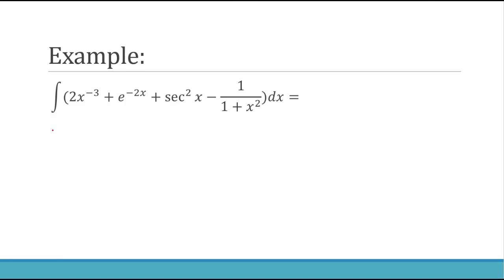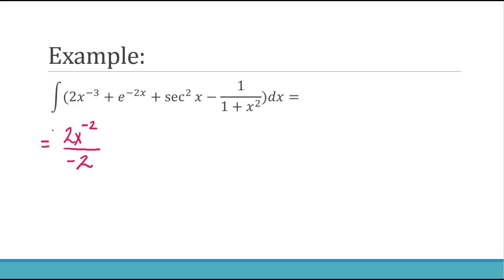All right, now let's combine the power rule and all those general antiderivatives by finding the integral of 2x to the negative 3 plus e to the negative 2x plus secant squared x minus 1 over 1 plus x squared dx. All right, so here, all of these terms are being added or subtracted, so we can do each one separately. And the first one we'll do by the power rule for integrals. So we have 2x to the negative 2, because I'm going to add 1 to the power, and divide by the new power, negative 2.